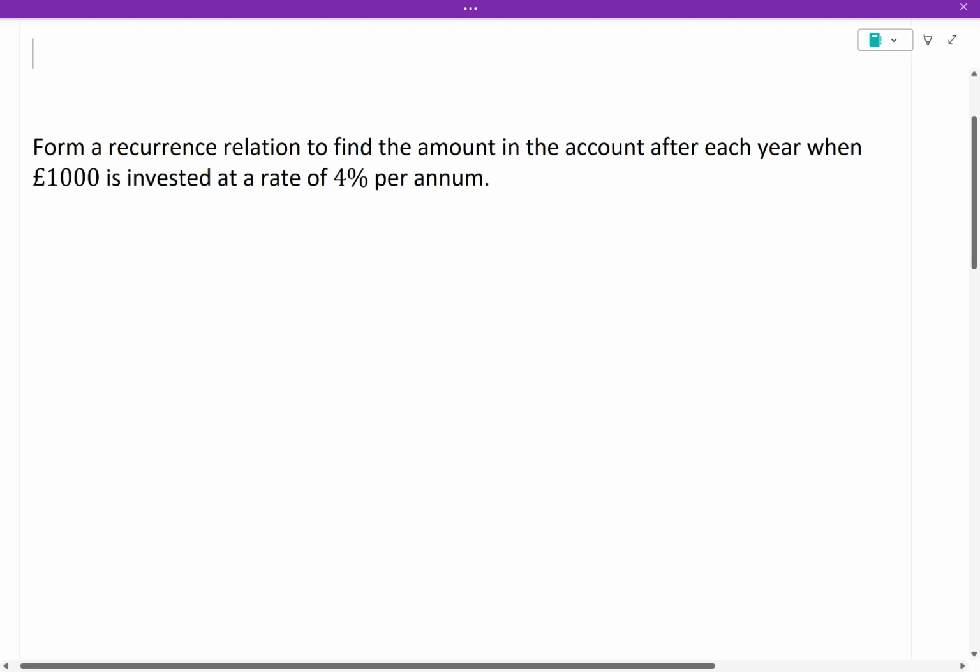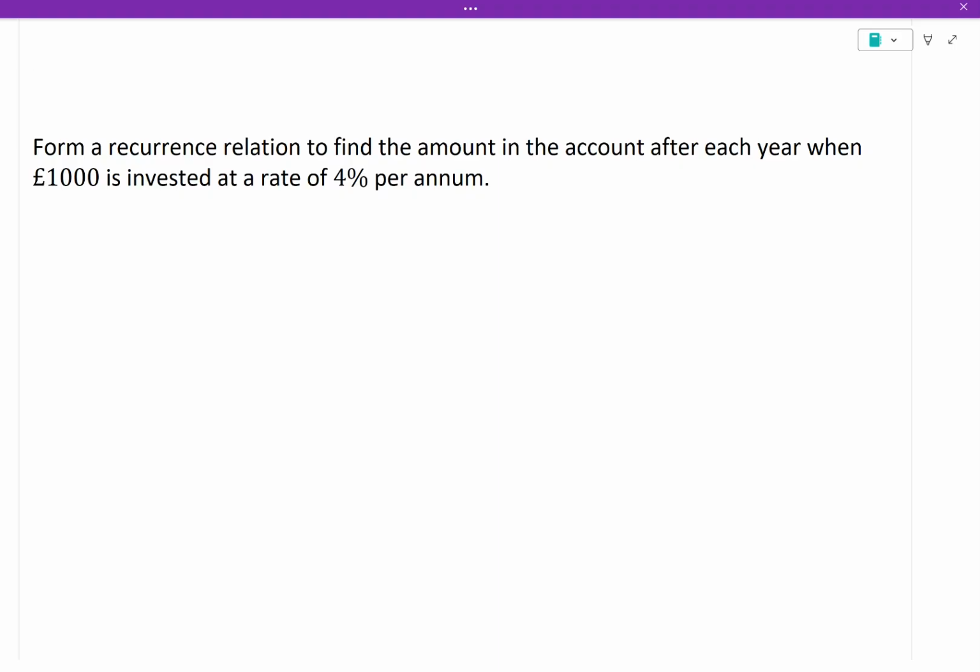In this video, we're going to look at forming a recurrence relation based off a contextual scenario. So this is our first scenario. It's to find the amount in the account after each year when £1,000 is invested at a rate of 4% per annum, which means per year. So this is linking back a bit to GCSE and compound interest.